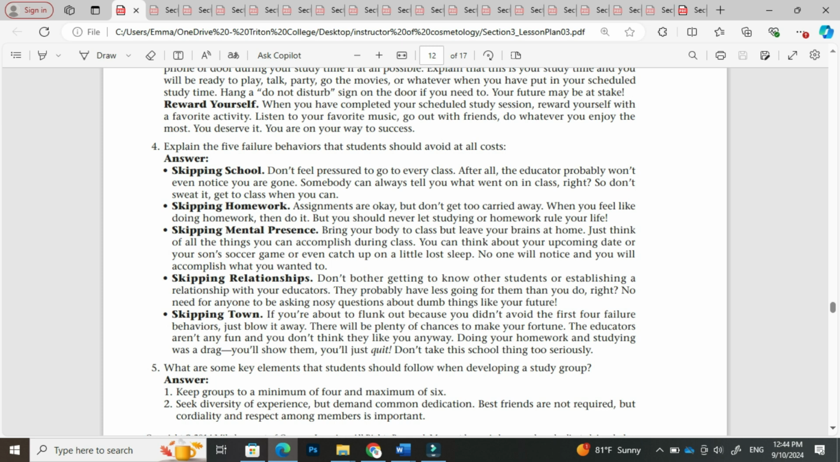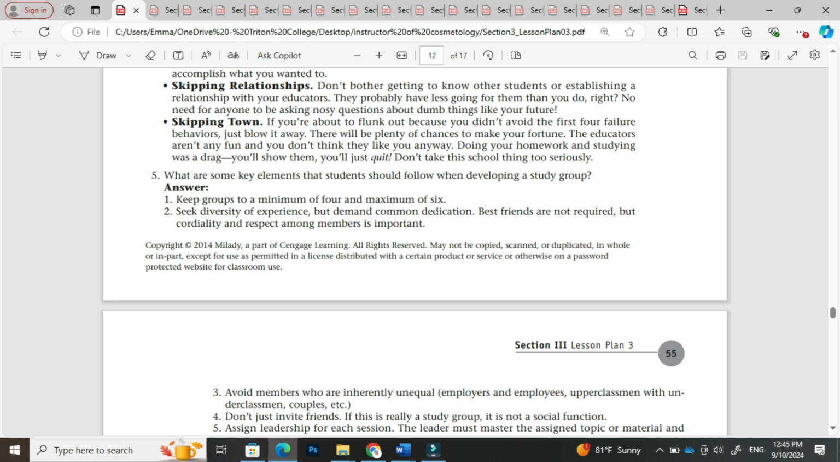What are some key elements that students should follow when developing a study group? Answer. Keep groups to a minimum of 4 and maximum of 6. Seek diversity of experience but demand common dedication. Best friends are not required, but cordiality and respect among members is important.